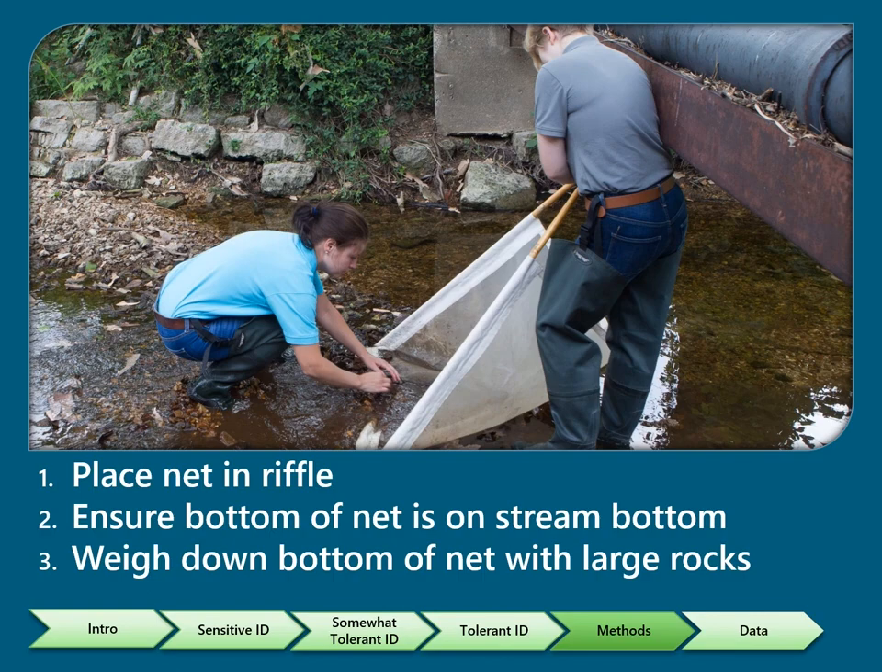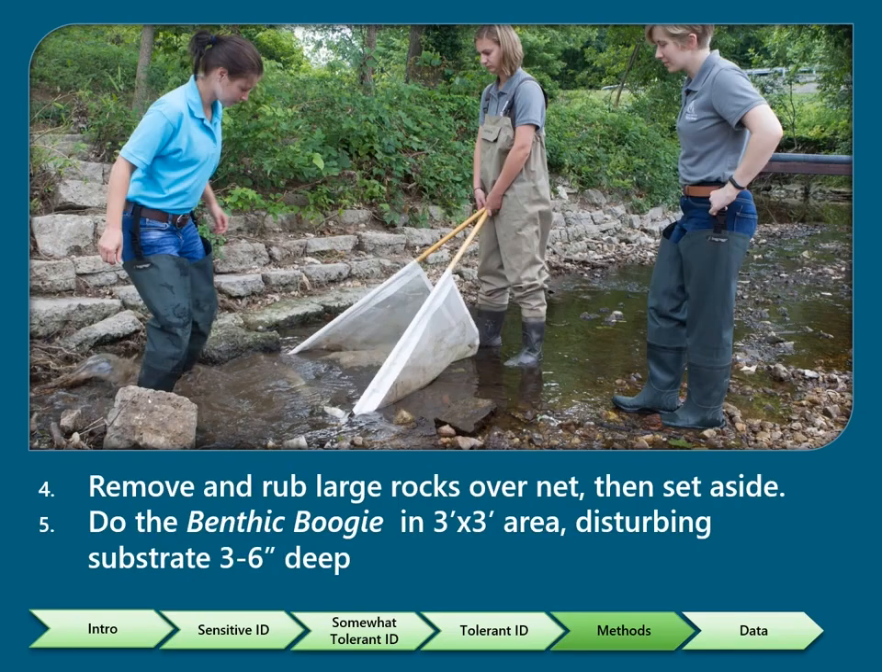Ensure the bottom of the net is taut and against the stream bottom. Medium to large-sized rocks can be used to weigh down the front of the net. If there are any large rocks or boulders in the 3-foot area in front of the net, you can pick these up and rub them over the net before setting them aside. This will ensure you capture the invertebrates clinging to the rock while keeping your feet safe for the next step.